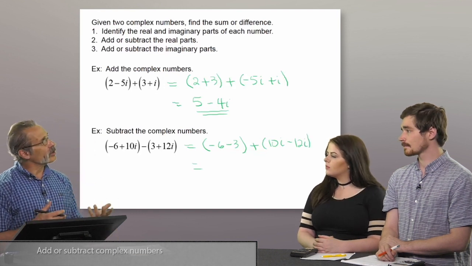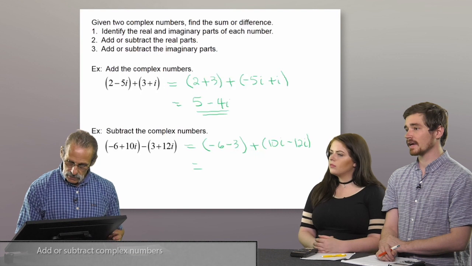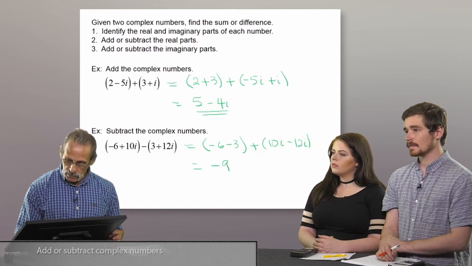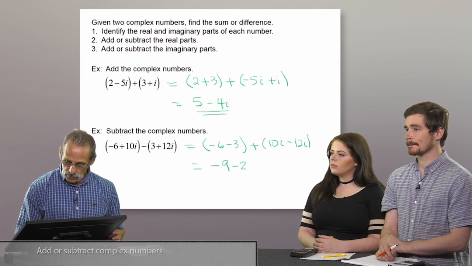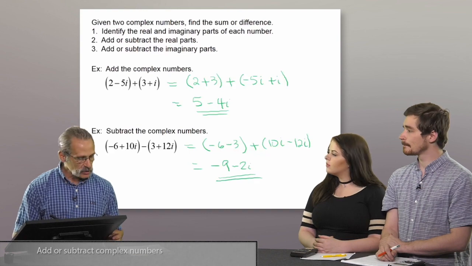So my real component would be? Would be negative 9. Very good. My imaginary component would be? Would be negative 2i. Beautiful job, and I've subtracted two complex numbers.